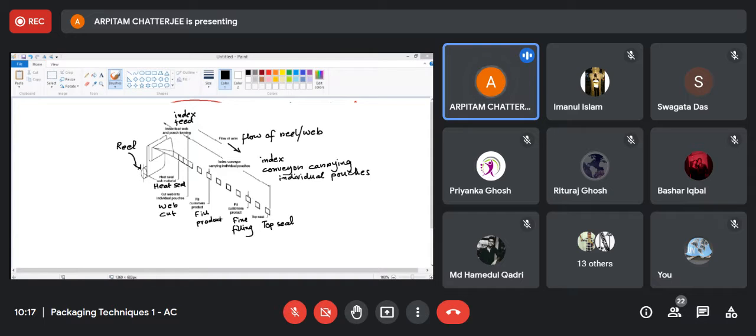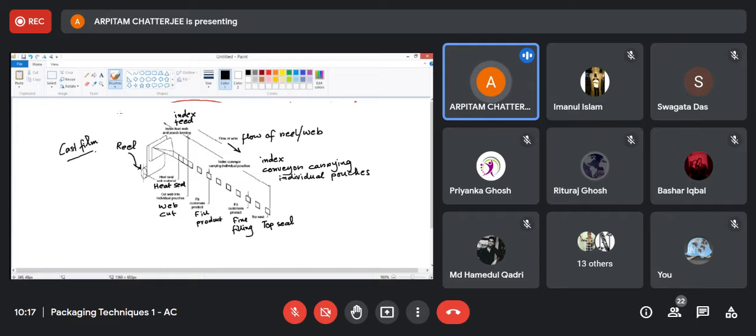Okay, I'm going to discuss it, and as you can easily understand the process from this particular diagram, the reel that we have produced by extrusion, that cast film reel, is loaded over here. This reel is getting released, and it is coming to the package forming process.